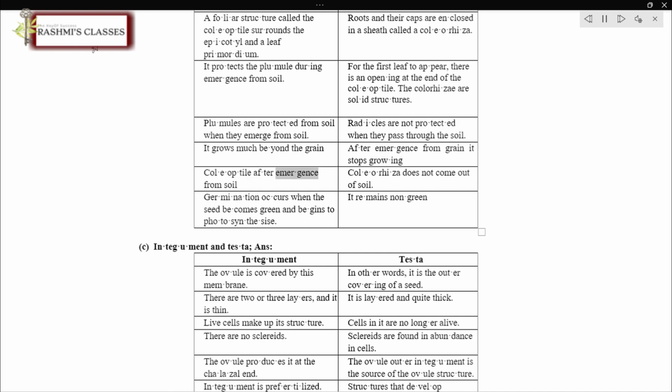Coleoptile comes out of soil after emergence. Coleorhiza does not come out of soil. Coleoptile becomes green and begins to photosynthesize. Coleorhiza remains non-green.